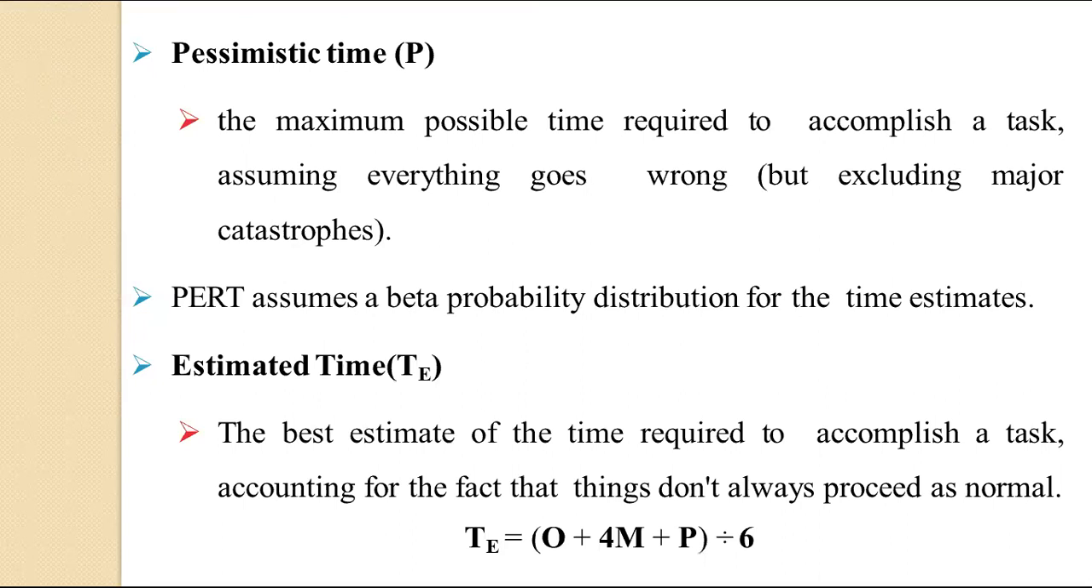Now, PERT assumes a beta probability distribution for the time estimates. So here, estimated time TE.